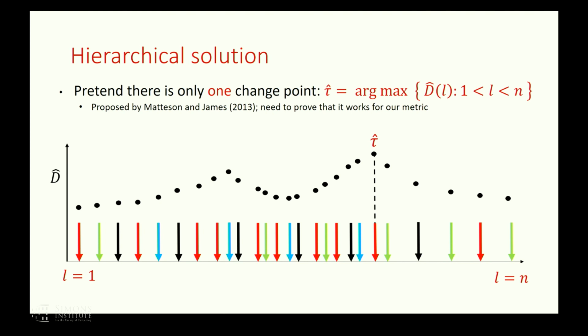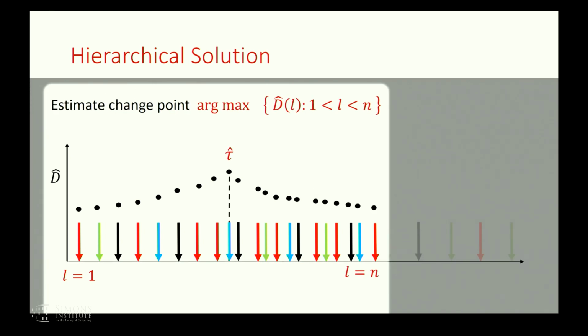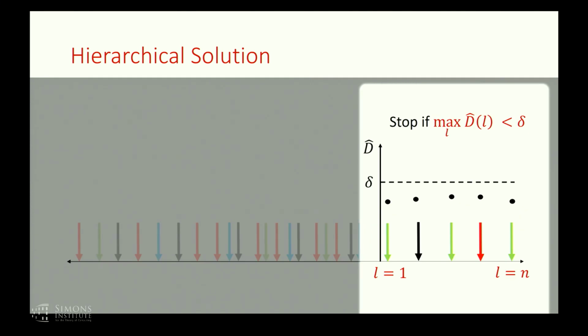What you do is find the change points in a hierarchical fashion. The idea is this: you first pretend that there's only one change point. This is not correct, right? You pretend that there's only one change point, find it, and then divide the problem into two parts. You look to the left of the change point that you found and find more change points, and look to the right of the change point that you found and look for more change points. So this is the idea. Is the algorithm clear?